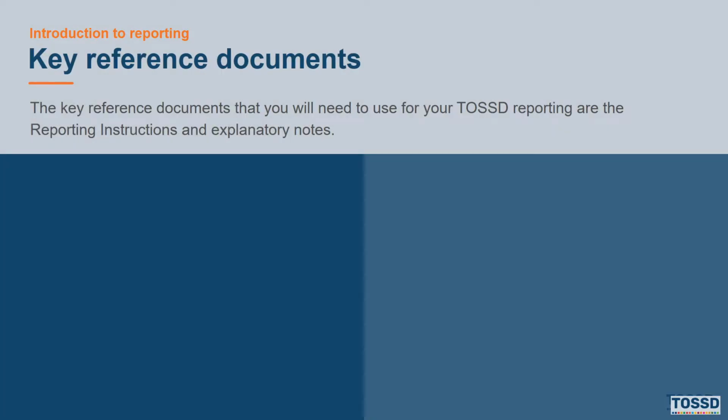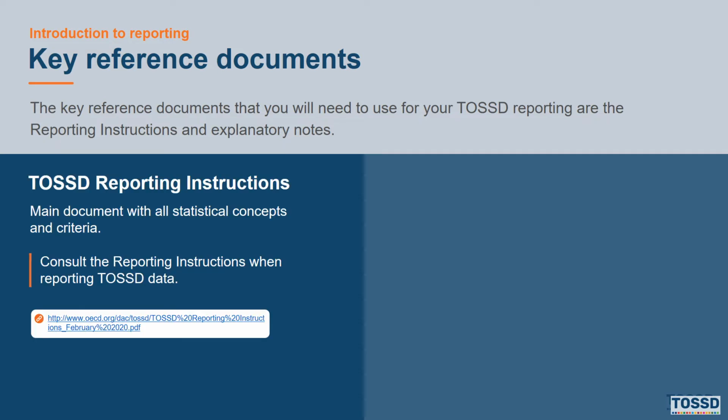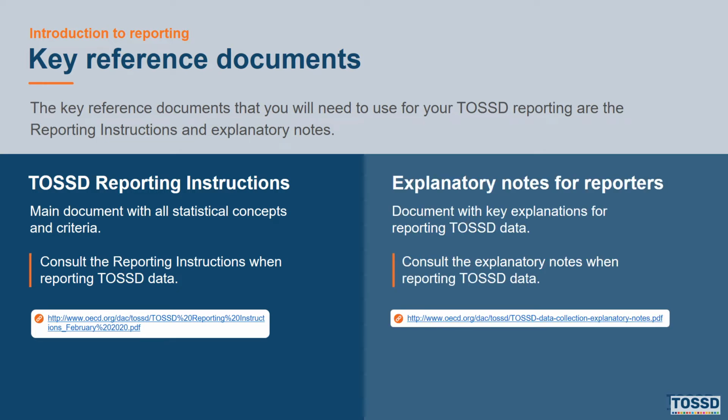The key reference documents that you will need to use for your TOSSD reporting are the reporting instructions and the explanatory notes. The TOSSD reporting instructions is the main document that includes all the statistical concepts and criteria. The explanatory notes for reporters provide key explanations for reporting on TOSSD that are tailored for specific groups of reporters. Please consult the reporting instructions and explanatory notes when reporting TOSSD data. You can find the respective links for both documents on the slide. Please click on it to download them.